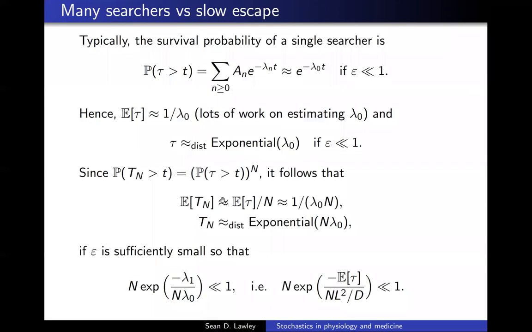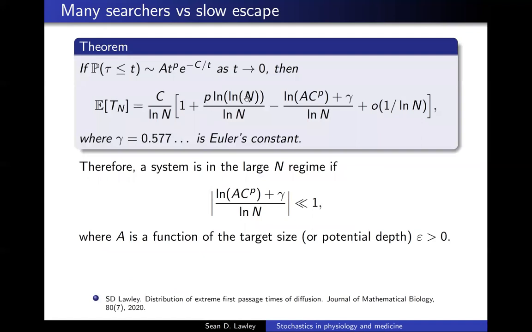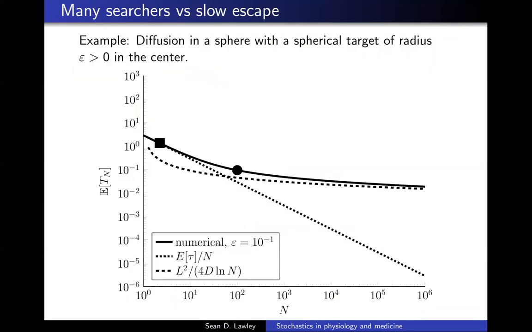So these are the orders of the corrections. I'll just say the next order correction is log n over log n. So you're right that n does need to be very large for this to really kick in. Here's a plot where I have n on the horizontal axis and the expected value of the fastest first passage time. This solid curve is the numerics. In this problem, I have diffusion in a sphere with a small target at the origin of radius epsilon.